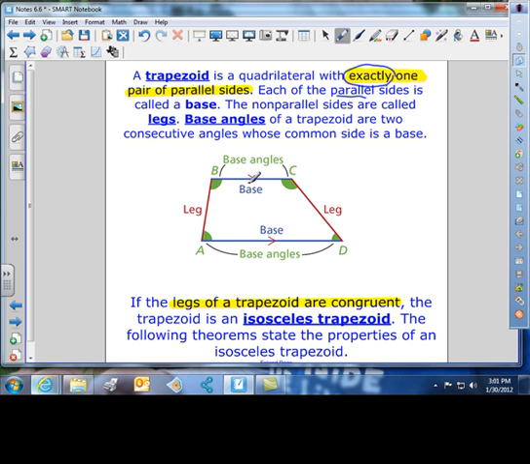The base angles of a trapezoid are the consecutive angles whose common side is a base. We can say these are base angles and these are base angles. They kind of relate to each other. If the legs of the trapezoid are congruent, then you've seen this phrase before, isosceles. An isosceles triangle is one where you have two congruent sides, while an isosceles trapezoid is, again, one with two congruent sides. All right? We've got some theorems, here we go again, that have some properties of an isosceles triangle.